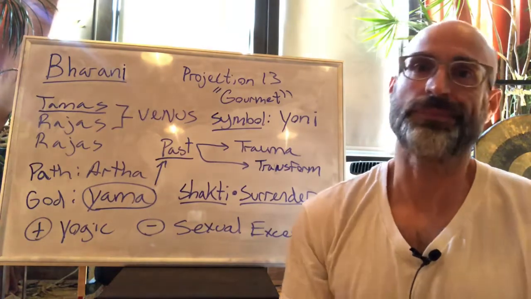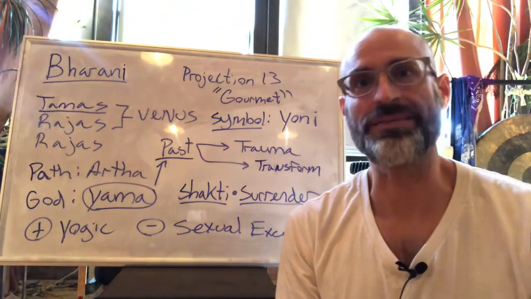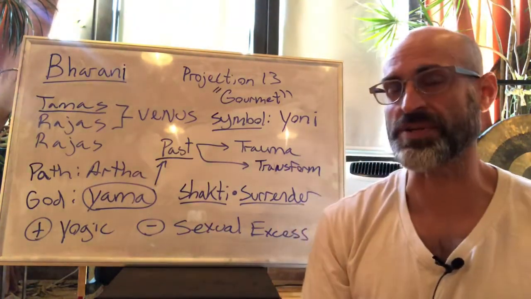And you want to look for your sun, your moon, and your ascendant. Those are probably, in my opinion, the three most relevant placements when looking at nakshatras.